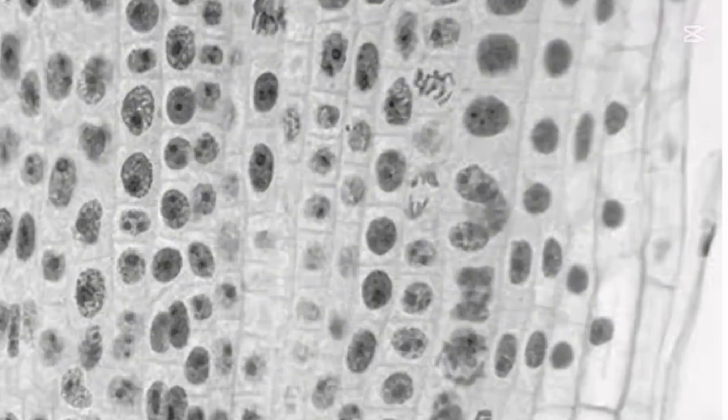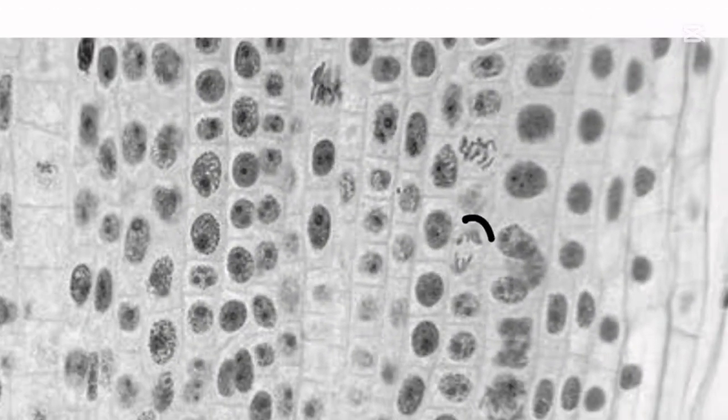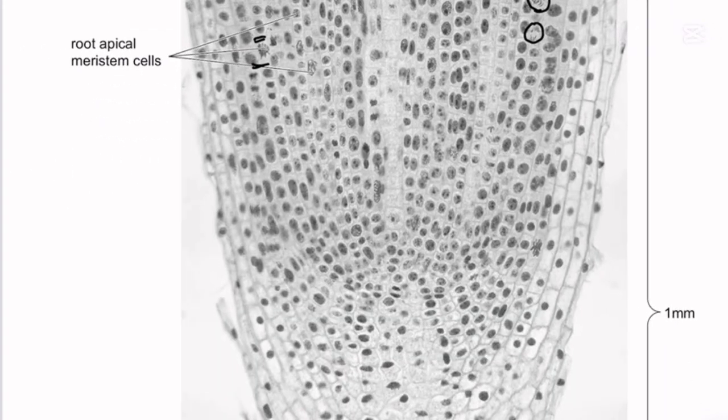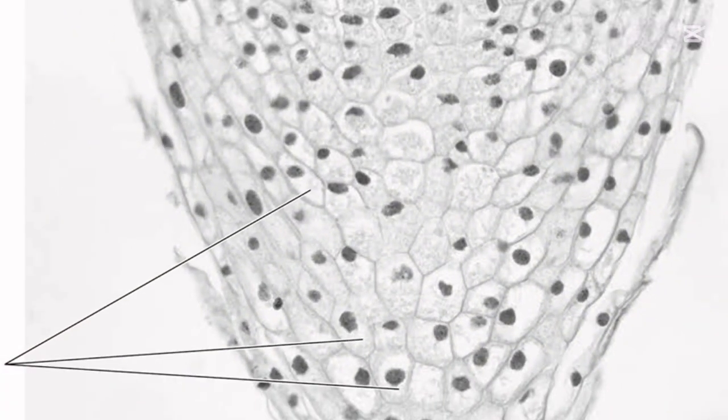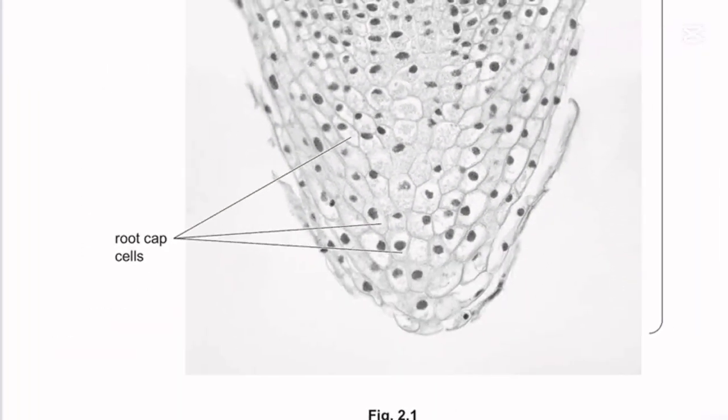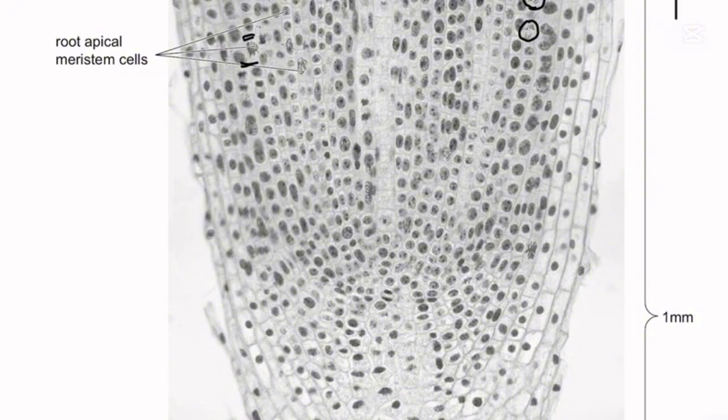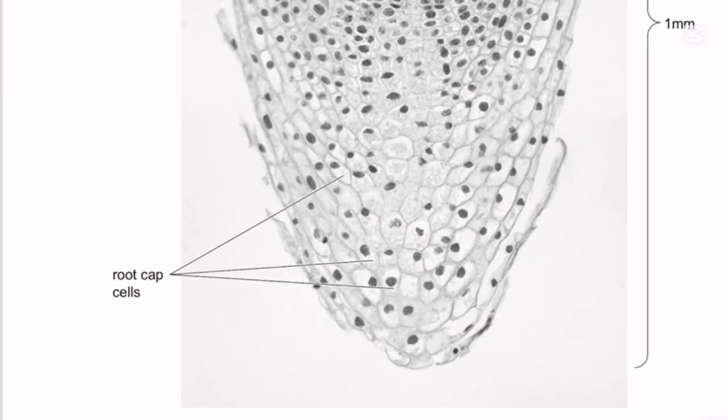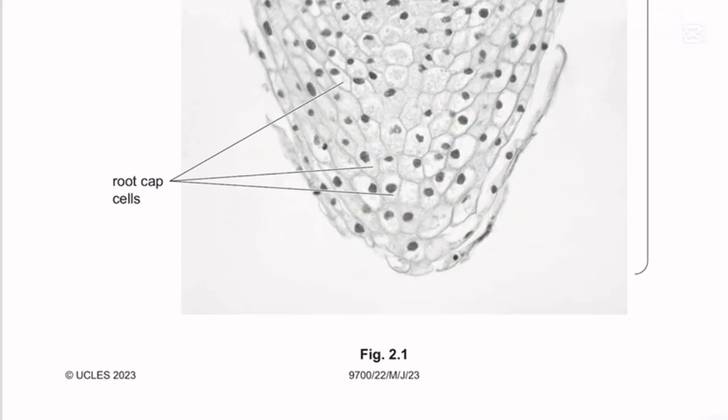Okay, what else do we have here, for example, anaphase, as you can see in this one, metaphase in this one. So they're in different stages of the cell cycle, whereas all of them here are not going through mitosis. So basically here they are going through mitosis, but the root cap cells, they're not going through mitosis.